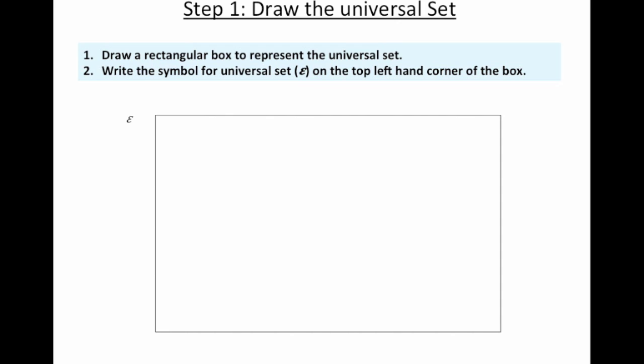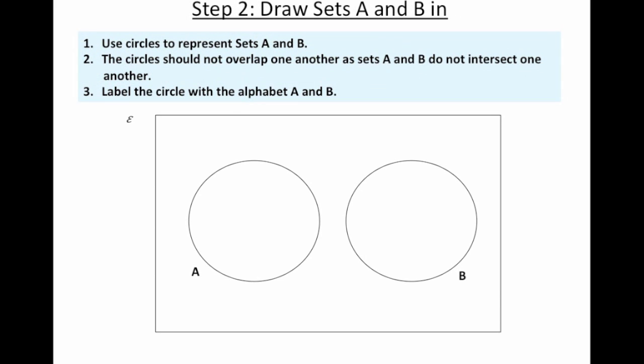First, we draw a rectangular box to represent the universal set. We label the box with the symbol of the universal set on the top left-hand corner. Next, we will draw in set A and B in the Venn diagram. We use circles to represent sets. Therefore, we draw two circles to represent set A and B. Note that we do not overlap the two circles since set A and B do not intersect each other, as they do not have any common elements. We label the two circles with A and B respectively.